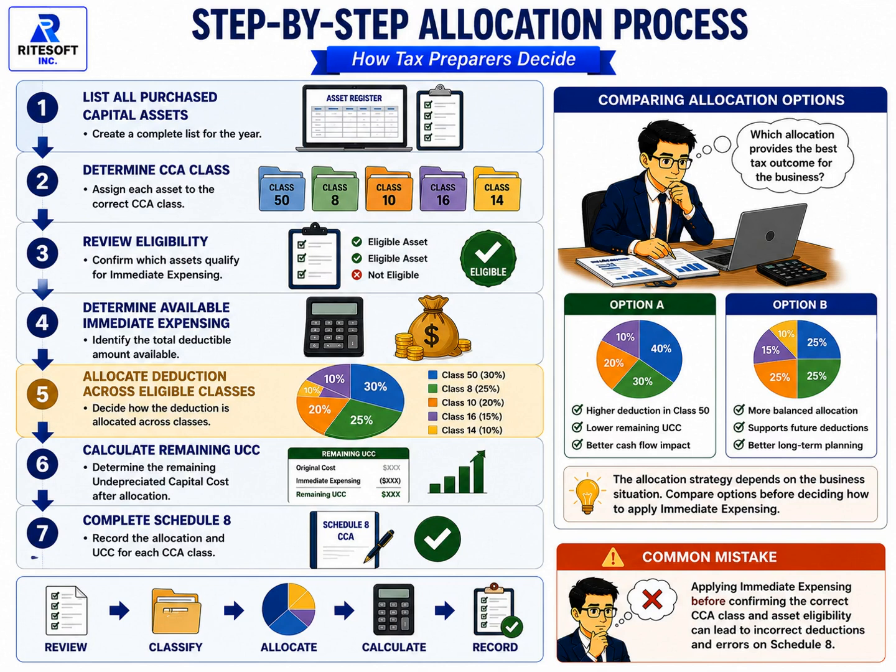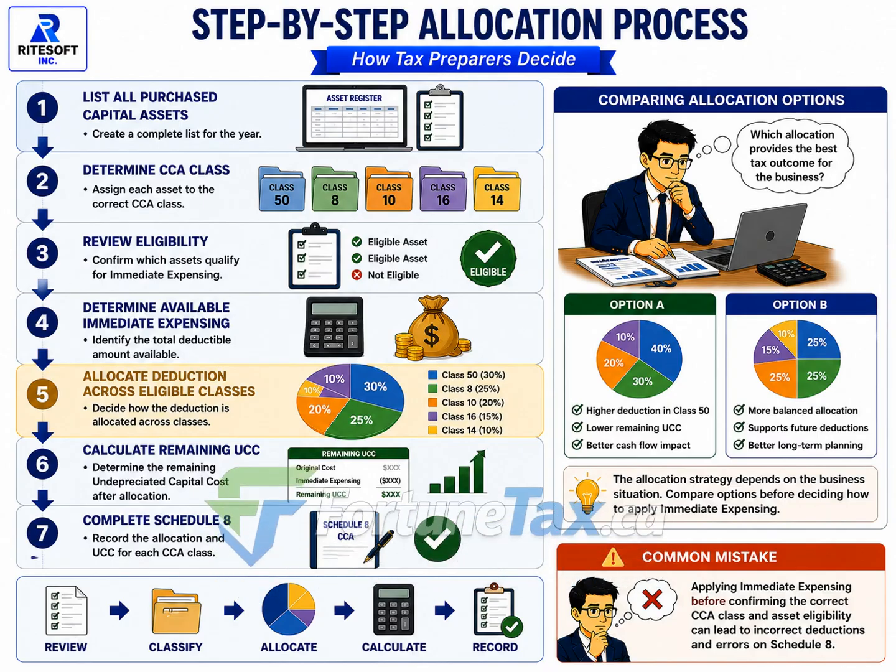Finally, record the completed allocation and the updated UCC balances on Schedule A. This ensures that the corporation's capital cost allowance records remain accurate and complete. Sometimes there may be more than one possible allocation strategy. A tax preparer may compare different allocation options to determine which approach best fits the corporation's overall tax position, while remaining within the applicable tax rules. The important point is that the allocation should always be supported by proper analysis rather than guesswork.